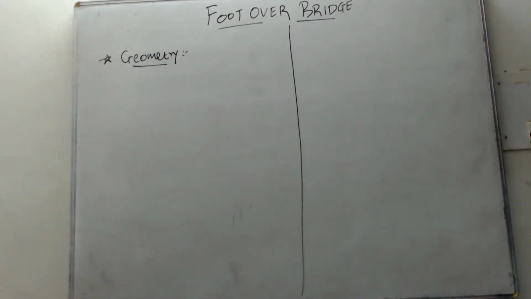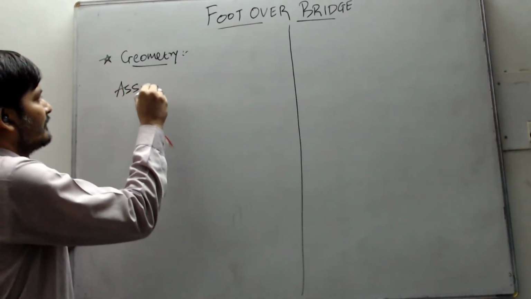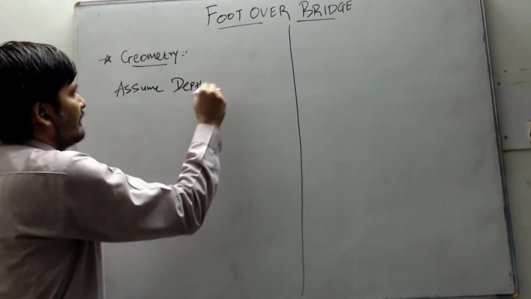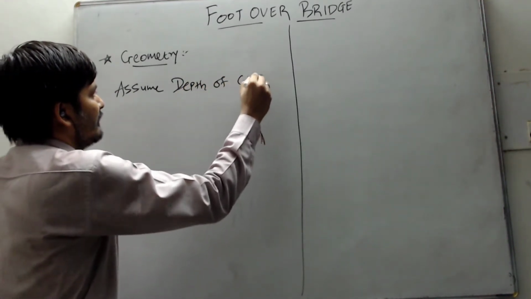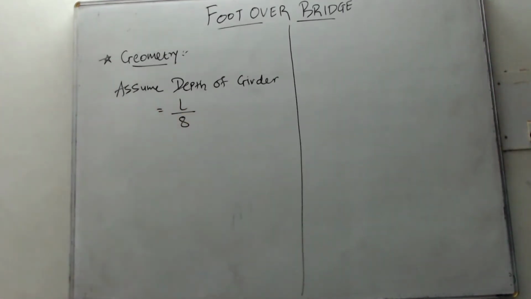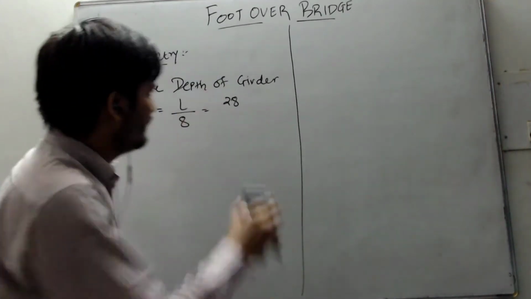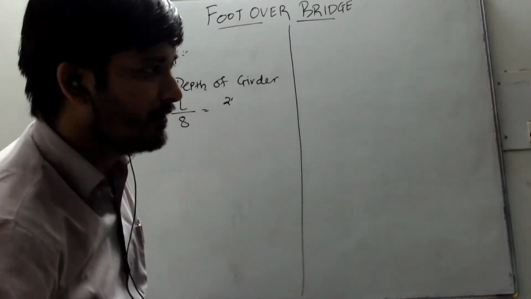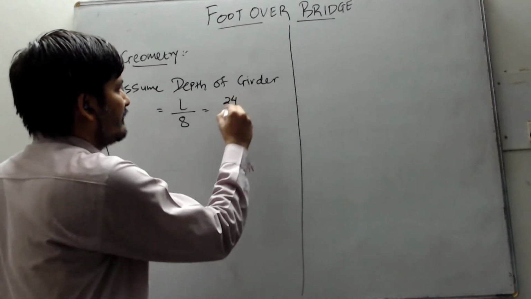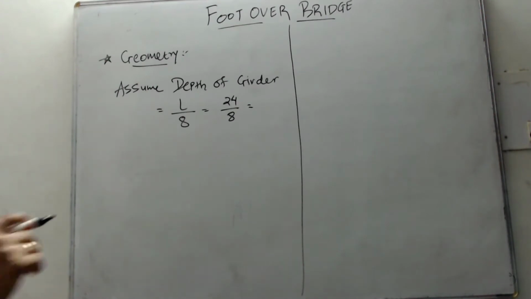For that there is a standard formula for the depth of girder. We generally assume the depth of girder is L divided by 8, span divided by 8. The span is given in the data. The span is 24 meter. So 24 divided by 8 comes out to be 3 meter. So the depth of girder we got as 3 meter.